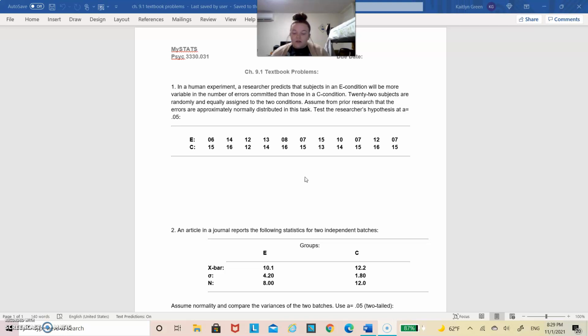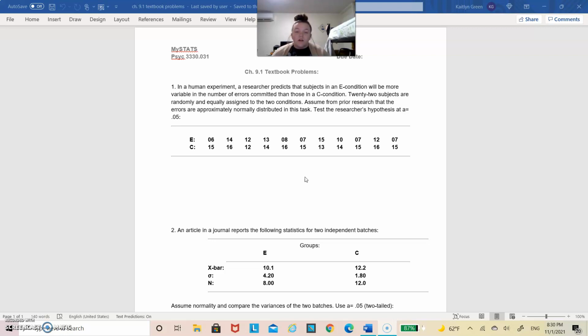So to find F-max, we have the S squared of the largest value divided by the S squared of the smallest. And so we found for these values that the sigma for E was 3.239, and for C it was 1.286.